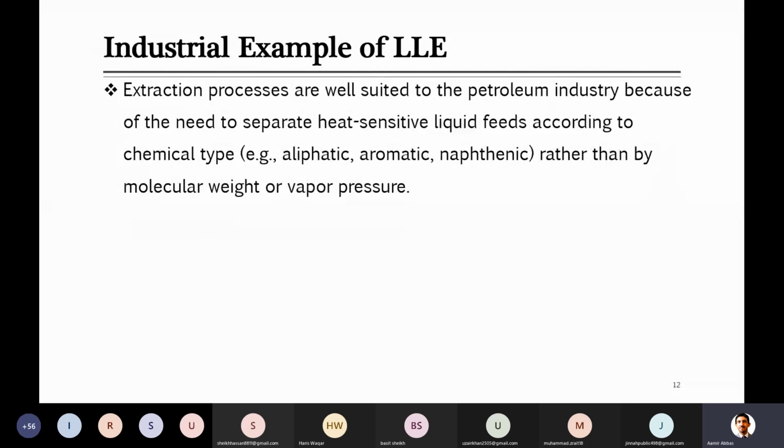From where we started, the examples I have talked about are related to the petroleum industry. Extraction processes are mostly used in the petroleum industry, especially for separation of heat sensitive liquid feeds. When you look at these hydrocarbons, they are usually close boiling. So if you have to separate some from the other, distillation does not help you, or becomes more expensive. As compared to that, this technique is helpful: you just select some suitable solvent and you can do that separation.